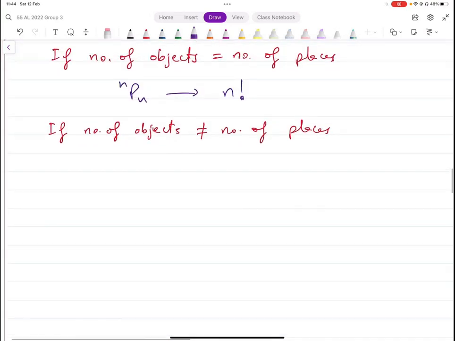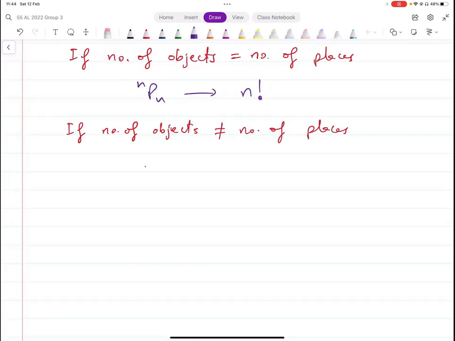And what you do is, whatever is the larger one of those two numbers, so whichever is larger, you say that is your n. And whichever of them is smaller, you're going to say that is R.